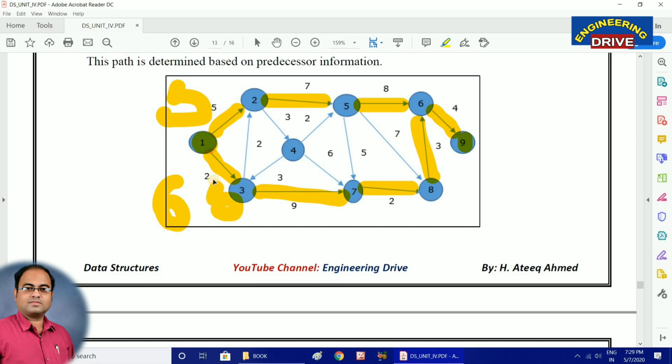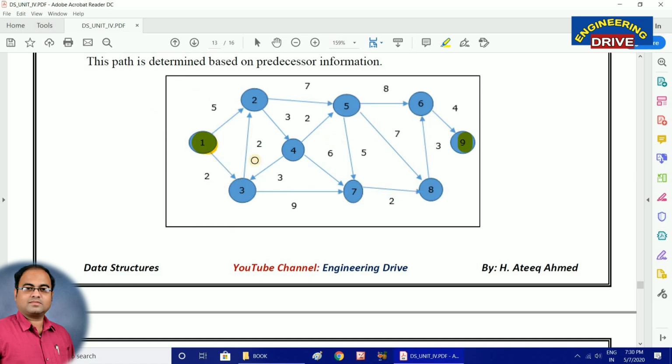Okay, how many do we have? Totally we have 5 vertices. So this is the shortest path, no sir? So my dear students, this is the point that you need to remember, the difference here. Shortest path does not mean less number of vertices.